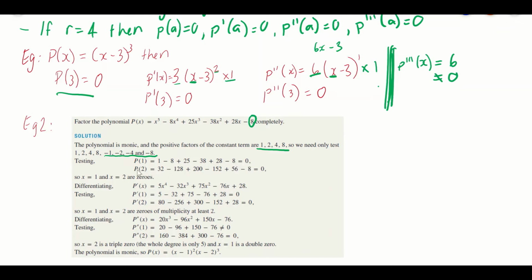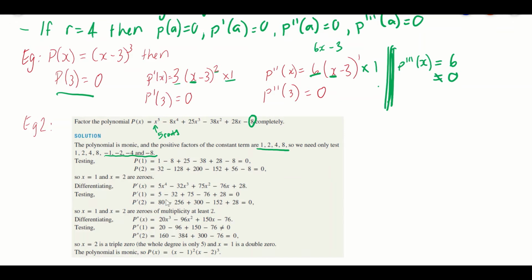Then they went to 2. They got lucky again. So you can see it would be time consuming, it might take you a few goes to get 0. But after they got 2 zeros, now we know here that a power of 5 means it can have up to 5 zeros, 5 roots. So they've got 2 of them.